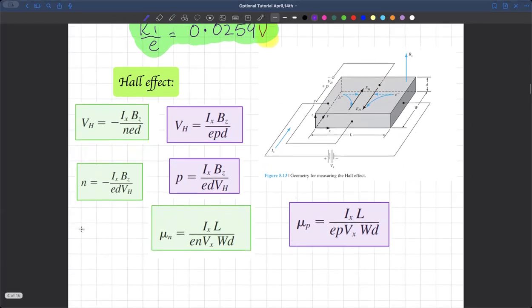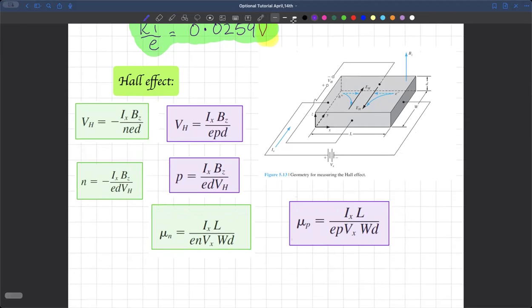Now again, the key formulas, you should be aware of those. For n-type, the Hall voltage is negative; you're going to see the negative sign there. Because the Hall voltage is negative for n-type, when you get the concentration, which is just a number, that number should be positive. So when you plug in the negative V_H here, negative times negative, of course, you end up with something positive, just a number.